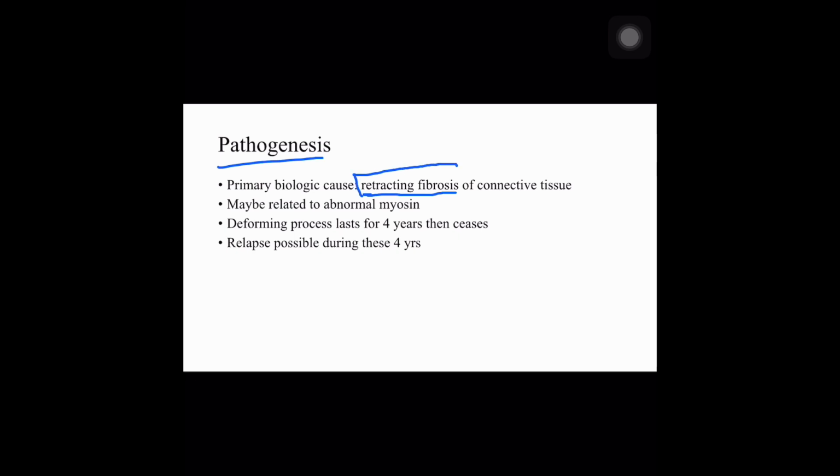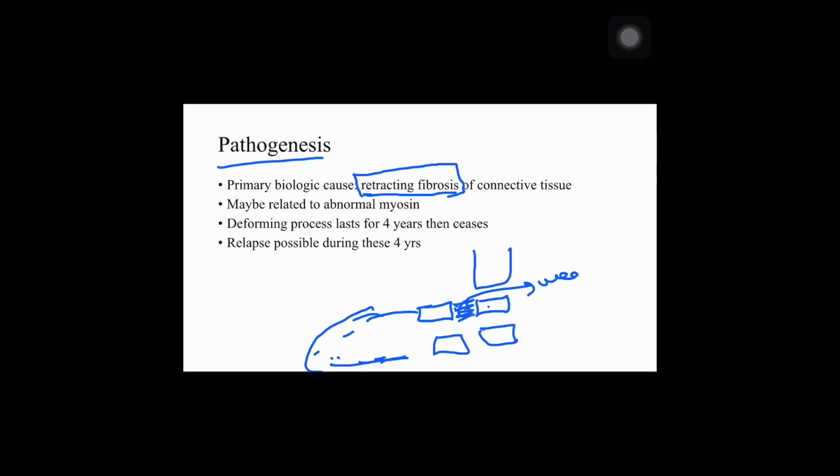But before the retraction fibrosis, suppose this is your tibia, this is your talus, this is your calcaneum. In front of your talus you have your navicular, and in front of your calcaneum you have your cuboid. What happens is, the talonavicular joint becomes weak. Now there is a posterior medial bundle that creates a pull, that is basically a fibrosis.